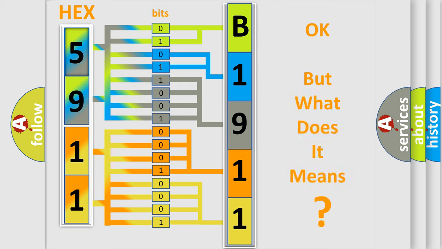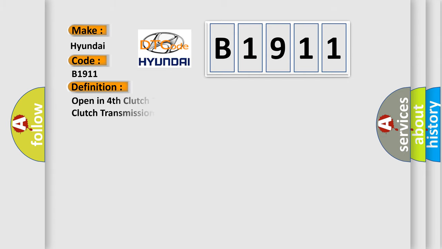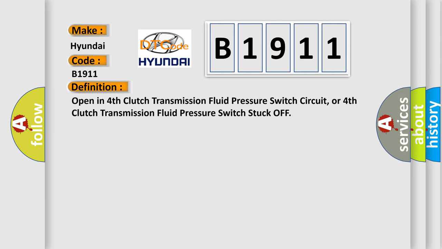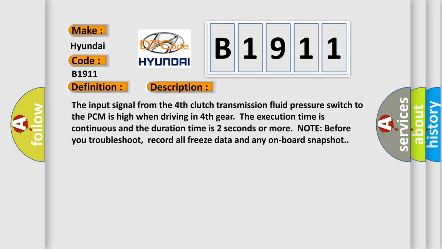The number itself does not make sense to us if we cannot assign information to what it actually expresses. So, what does the Diagnostic Trouble Code B1911 mean specifically for Hyundai car manufacturers? The basic definition is: open in fourth clutch transmission fluid pressure switch circuit, or fourth clutch transmission fluid pressure switch stuck off. And now this is a short description of this DTC code.